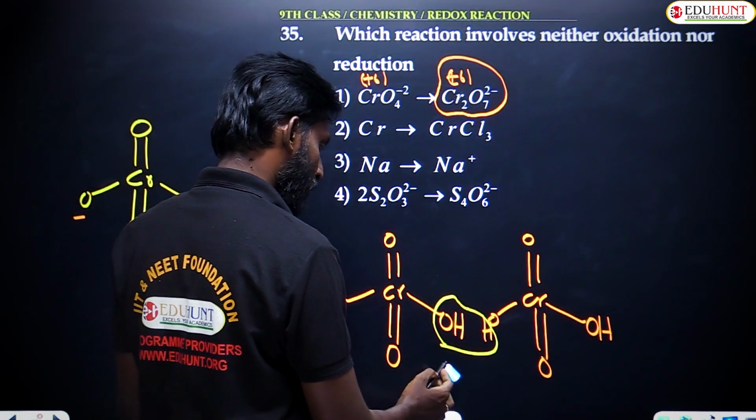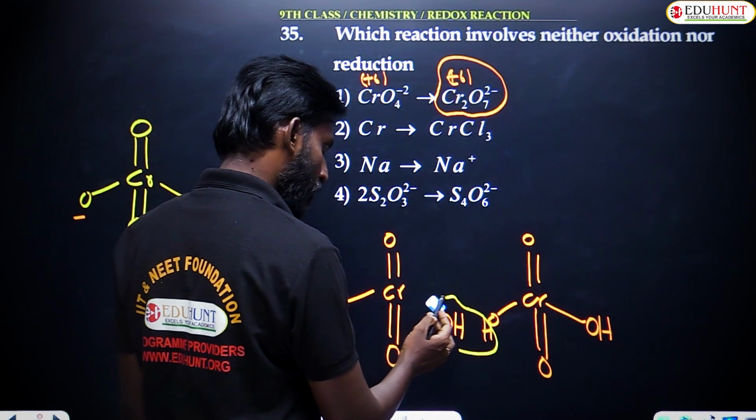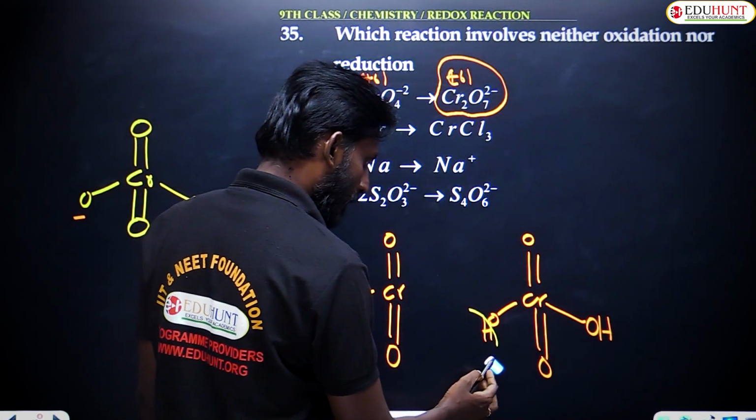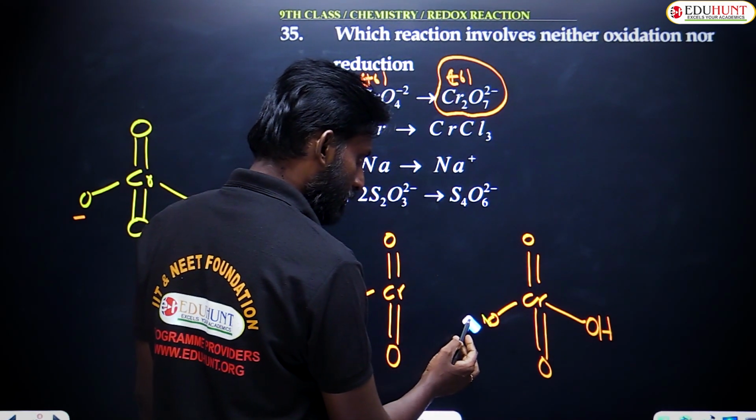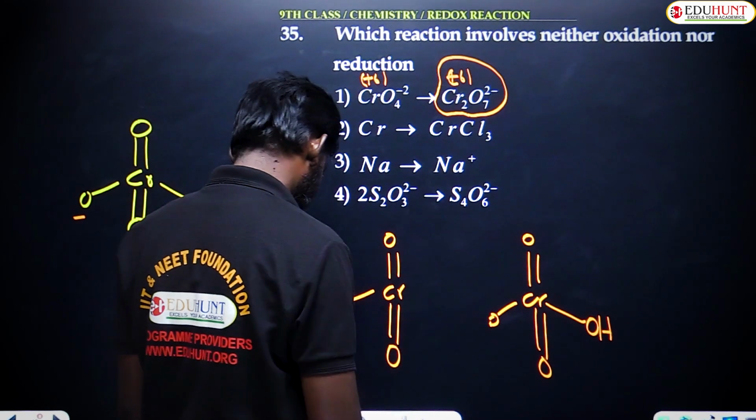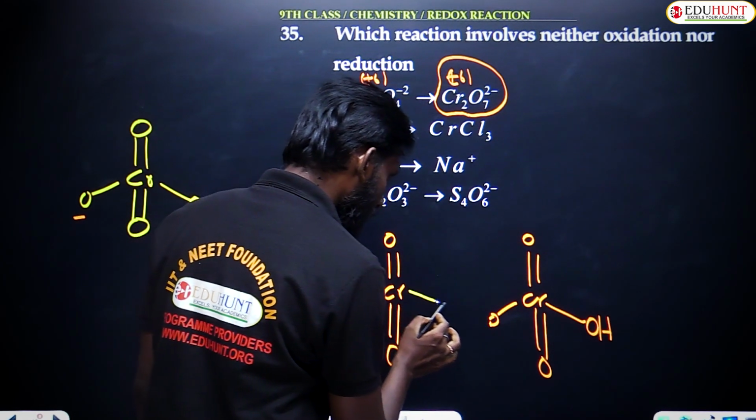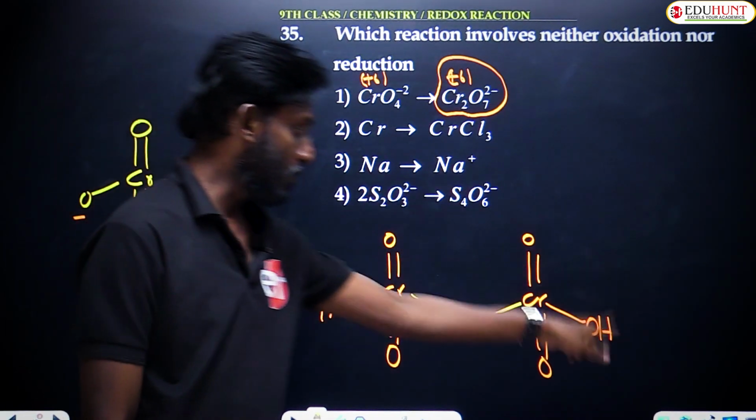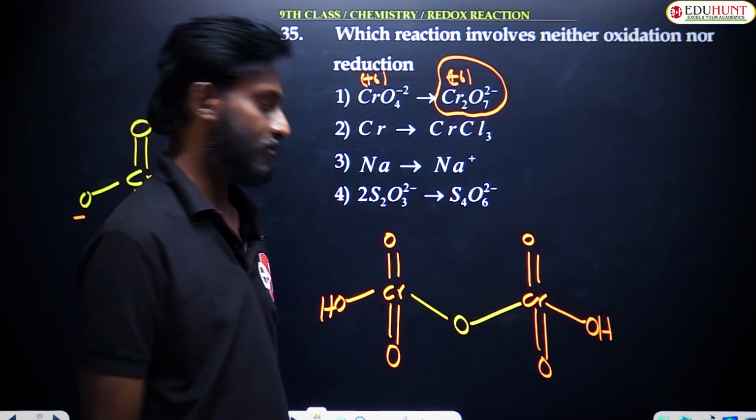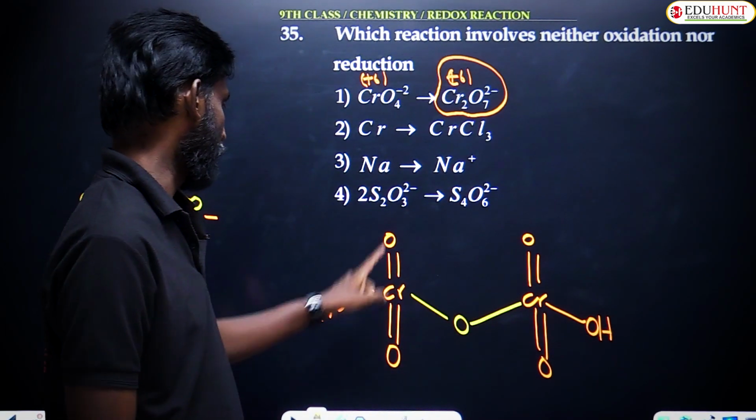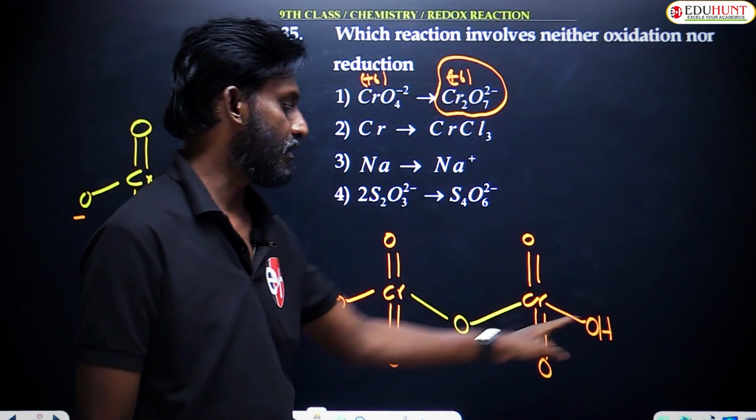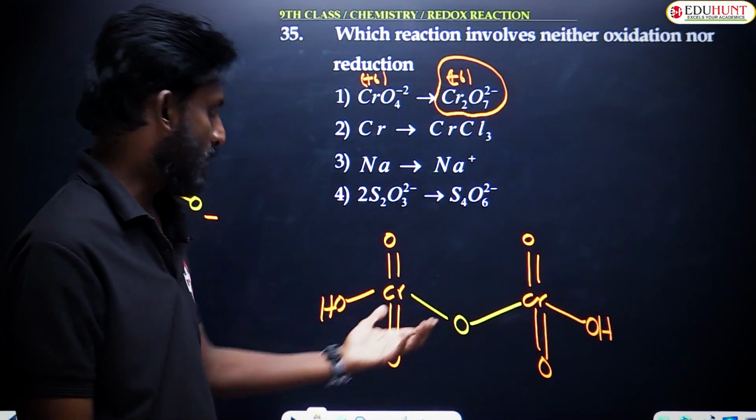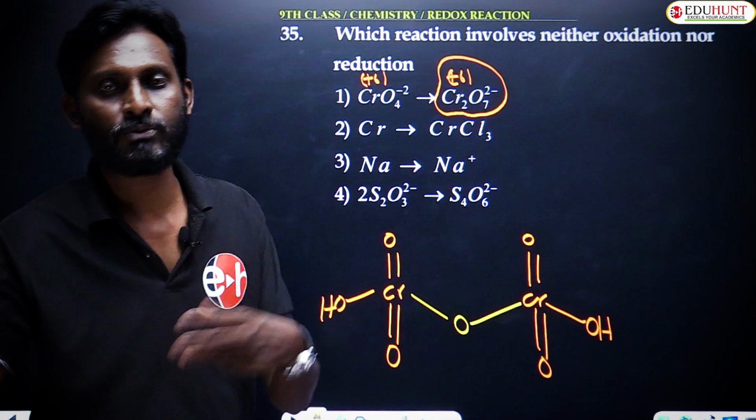Okay, now remove this, because you removed water. You remove all this part as H2O. Now this connection is like this here. Now it is H2Cr2O7, right? 1, 2, 3, 4, 5, 6, 7. H2Cr2O7.